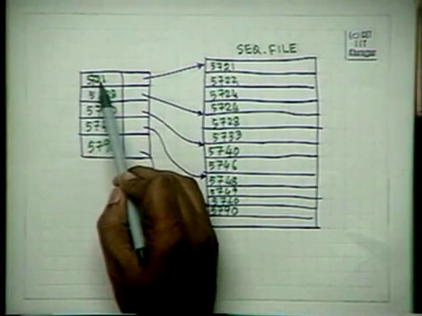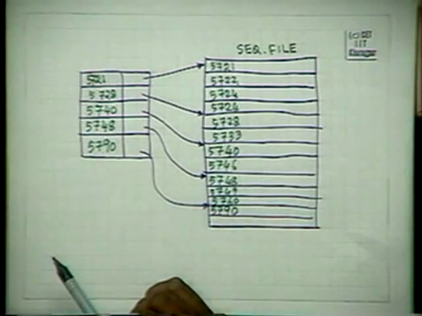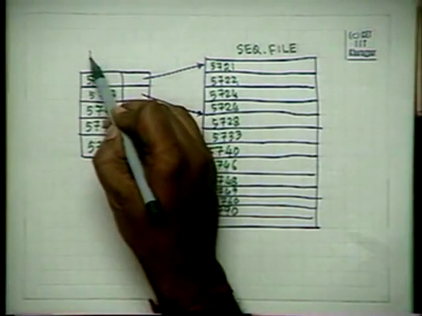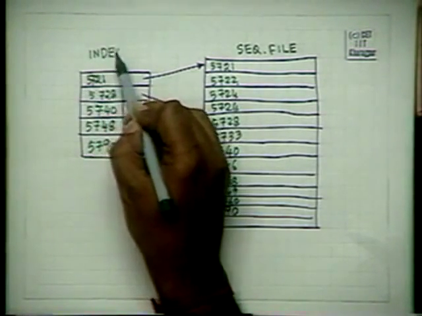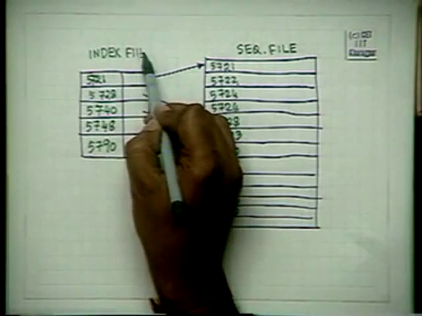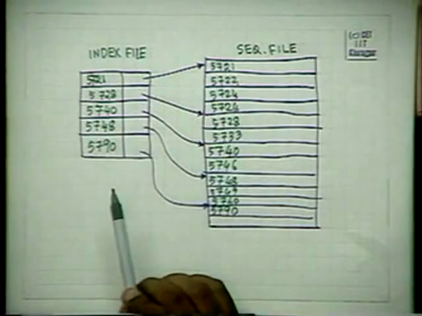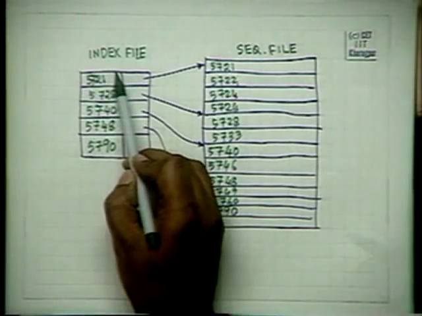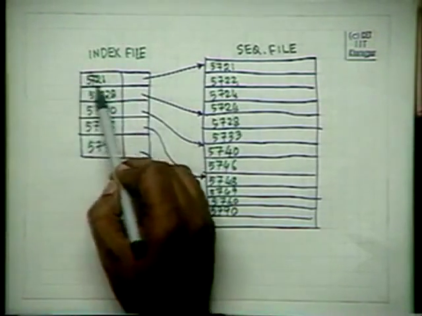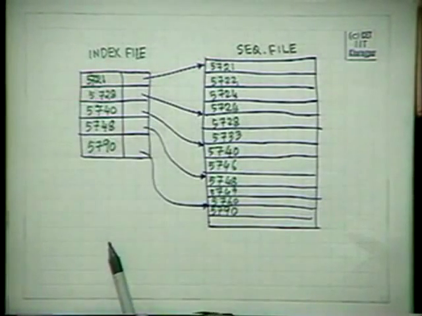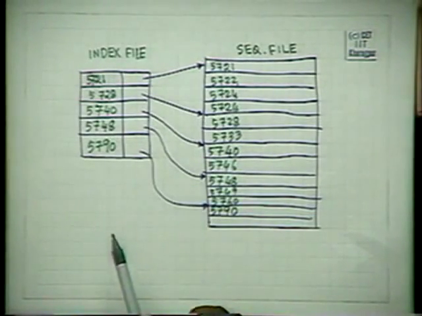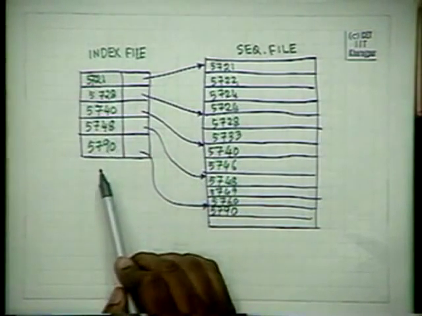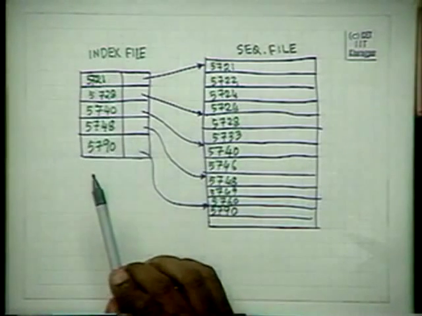So here we will maintain some of the primary key values in sorted order. This is the index file. This is another file which has got the primary key only. The record structure of this file is a primary key and a pointer to another record. And this is sorted. This may contain all the elements of the key or only some of the elements of the key.